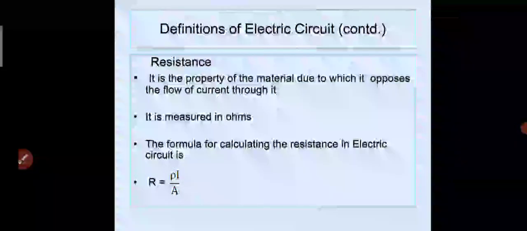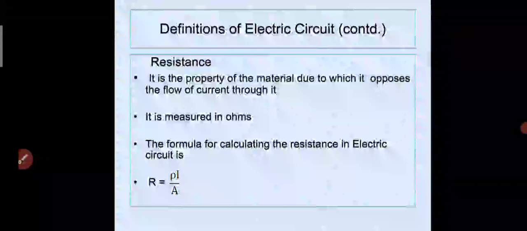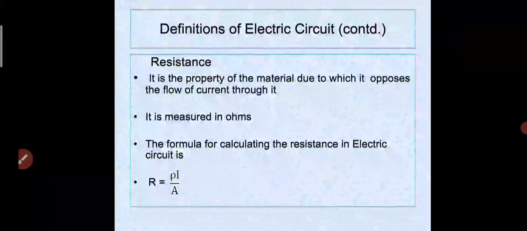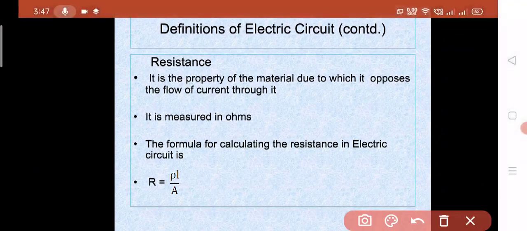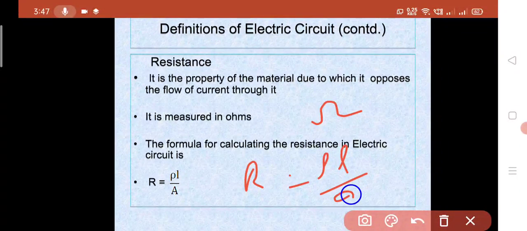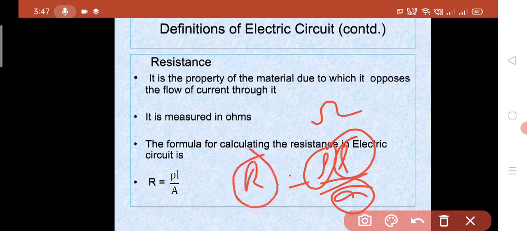So next one, resistance. Write down the definition. It is the property of the material due to which it opposes the flow of current through it. The resistance is measured in ohms. The formula is R is equal to rho L by A, where rho is the resistivity, L is the length of the conductor, A is the cross sectional area, and R is the resistance.